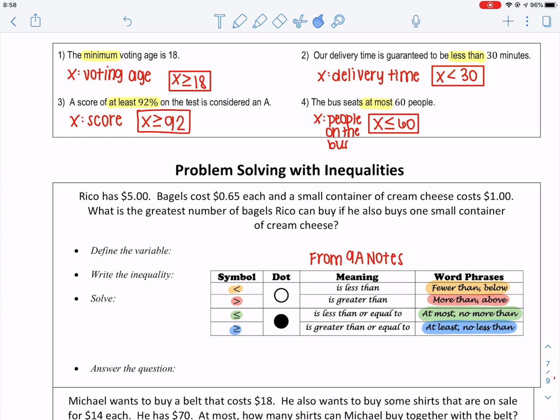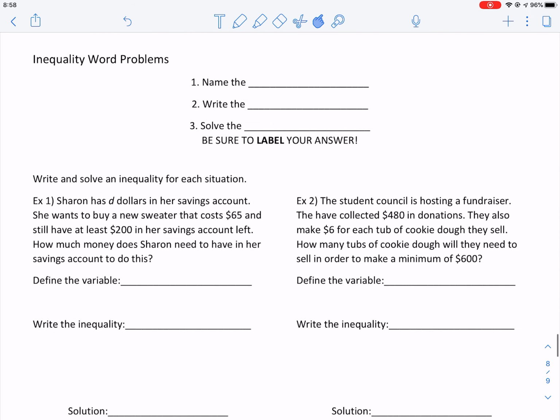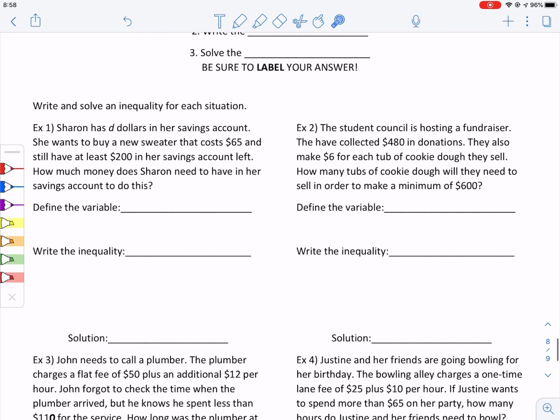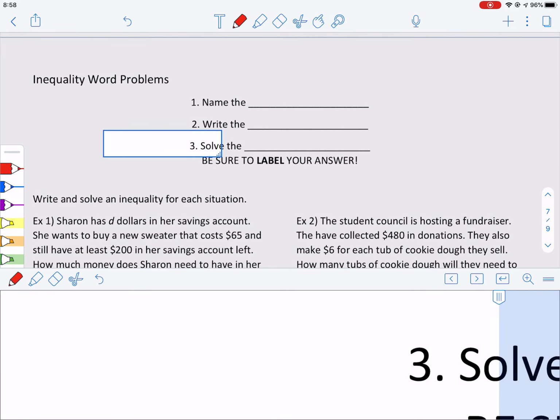So always name a variable and then put your inequality here. And in these ones, you don't have to solve anything because there is nothing to solve. But let's scroll to our second page. On our second page here, this is where we actually have our one and two step inequalities, where you do the same thing. You still define a variable, but then you have to write your inequality and you have to actually solve it in these ones. Your first step is always going to be to name the variable.